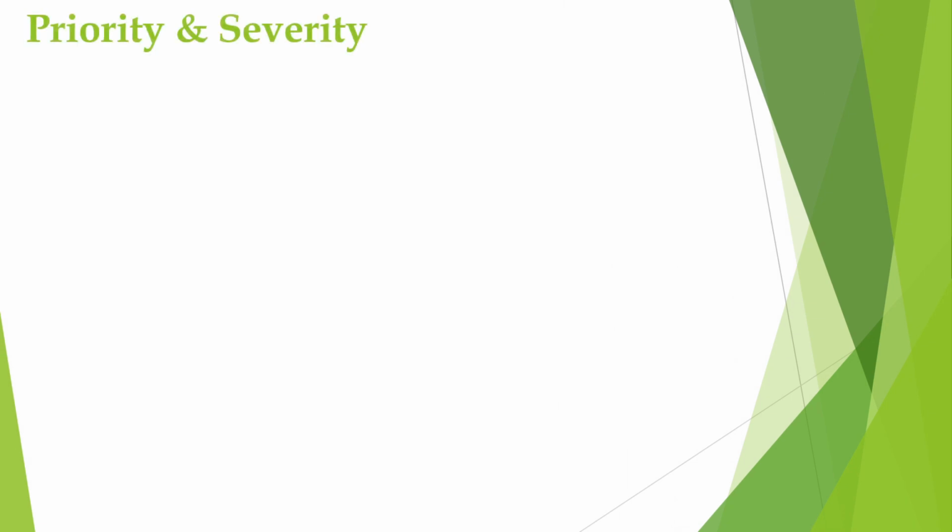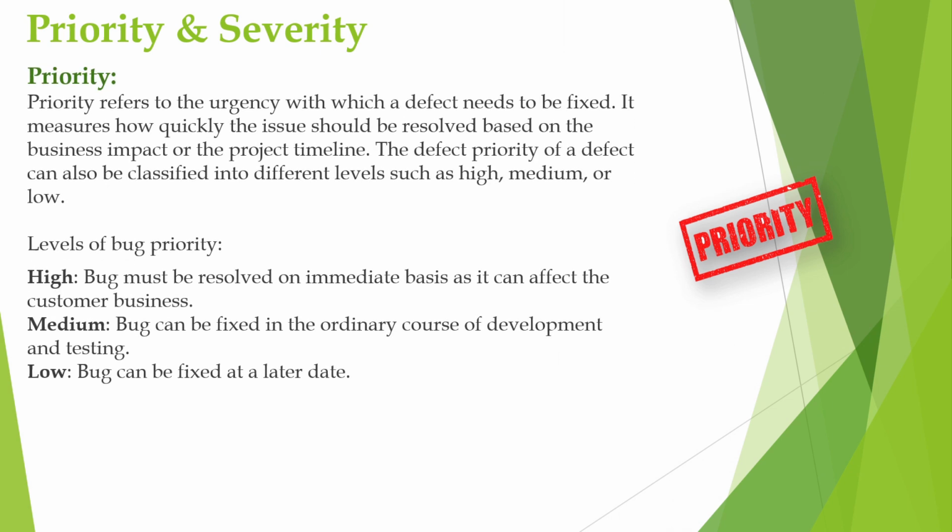Next topic is priority and severity. Whenever we identify any defect in the application while we do the testing, we will classify the problems based on the impact that it has on the business. First we'll see the priority. Priority is nothing but the importance of the defect that needs to be fixed, or how soon this defect needs to be fixed.